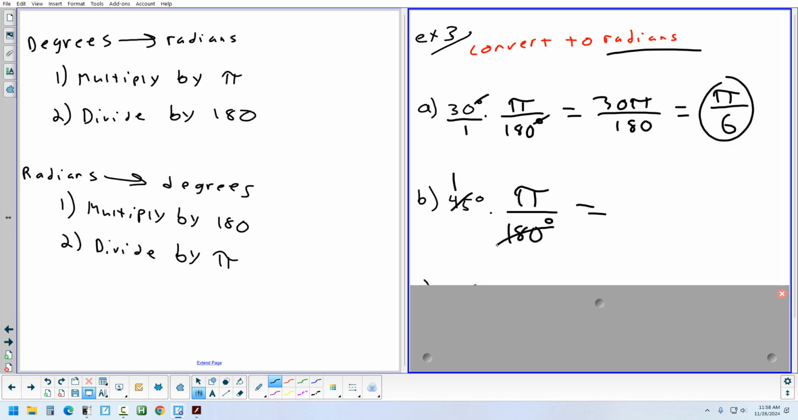And how many times does 45... Did you say 45 or did you say 4? I said 45. Oh, I thought you said 4. No. Oh, I'm sorry. That's okay. I just thought of that after. How many times does 45 go into 180? 4. So now, when we reduce that, you get 1 pi. Just write pi over 4.